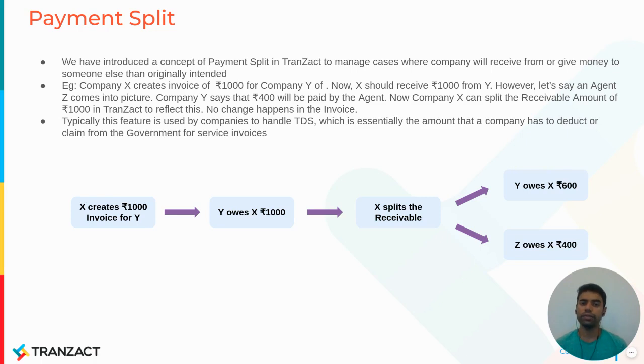So where is this feature used? Mostly this is used to manage TDS, or tax deducted at source. What it means is, suppose a company has given me a service of 10,000 rupees, for example for painting. When I have to pay the money, I don't pay the whole 10,000 rupees to the company. It's a government rule. I have to deduct 10% TDS. So I deduct 1,000 rupees TDS and pay it to the government, and I pay the balance 9,000 to the company. So this 10,000 rupees now got split into two, 9,000 that I have to pay to the company and 1,000 rupees that I have to pay as TDS. That's how this feature is used in TranZact.